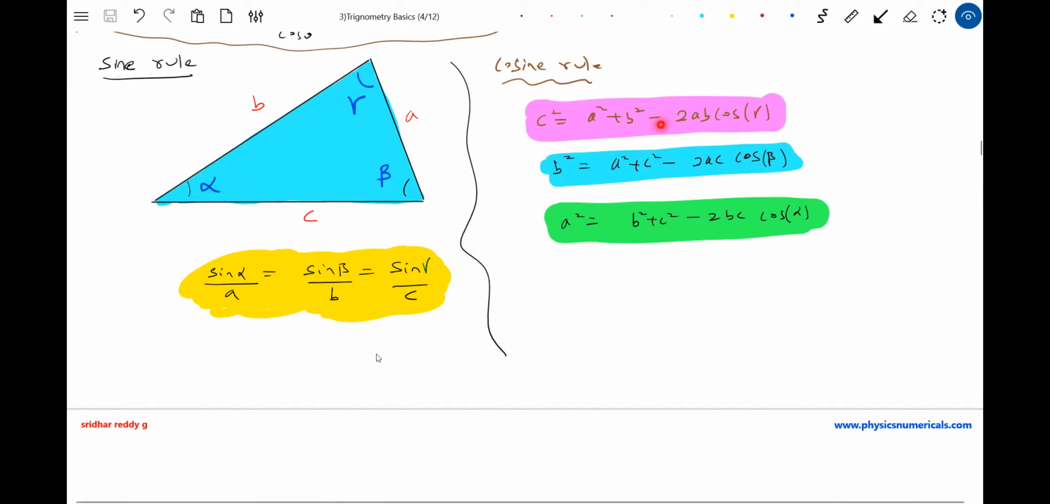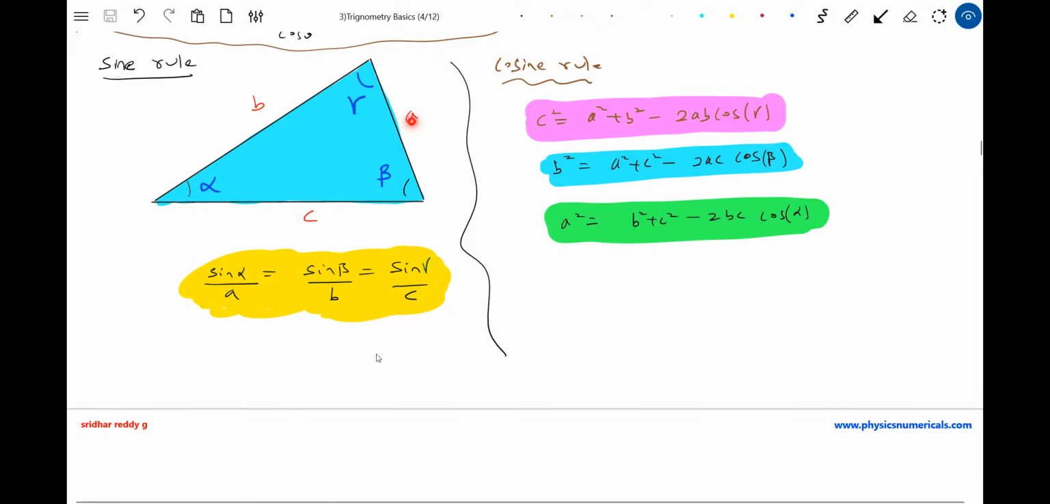Let me put it in a simple way. This C square is equal to, what is gamma? The angle between the other two sides. So A square plus B square minus 2AB cos gamma. Similarly, B square should be equal to A square plus C square minus 2AC cos of the angle between the other two sides, that is cos beta.